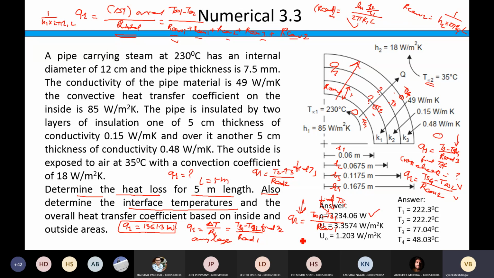Harshal, are you getting this overall heat transfer coefficient value? How to calculate it? Tell me, which formula have you used? QR is equal to? Yes, sir, this formula, I am trying with this. Or you can use that formula which we have derived for U1, and from that also you can find out and cross check. The overall heat transfer coefficient based on inner surface area is 3.35.